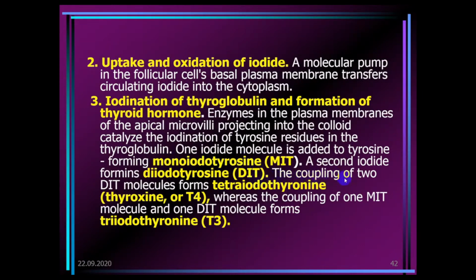The coupling of two DIT molecules forms tetraiodotyrosine, or thyroxine. The international name of tetraiodotyrosine is T4, or thyroxine. But when one diiodotyrosine and one monoiodotyrosine are combined, triiodotyrosine appears, T3, the second hormone produced by the thyrocytes.